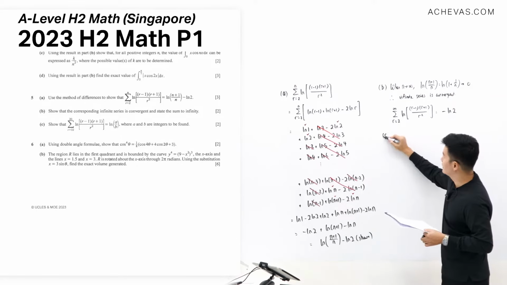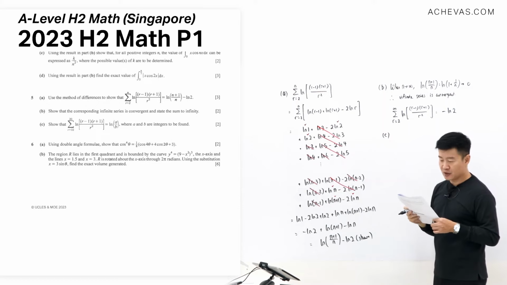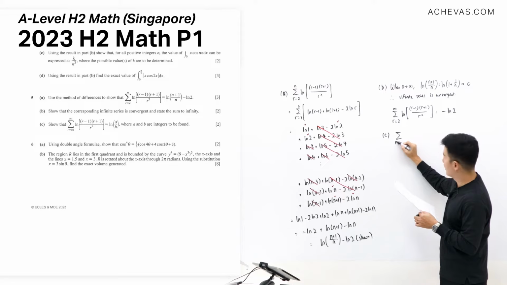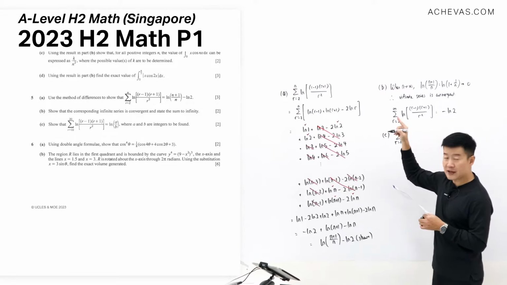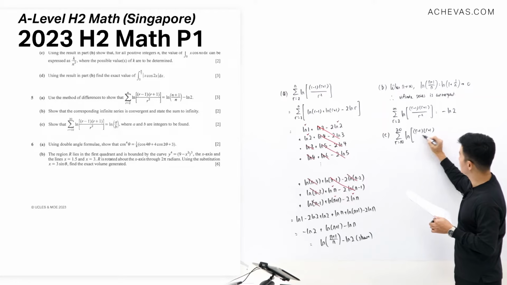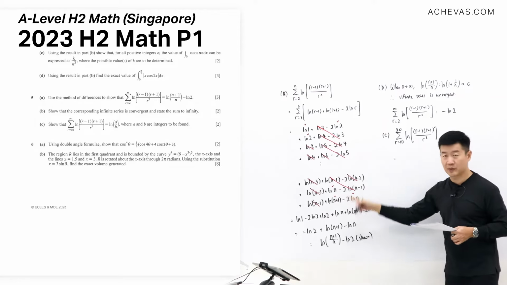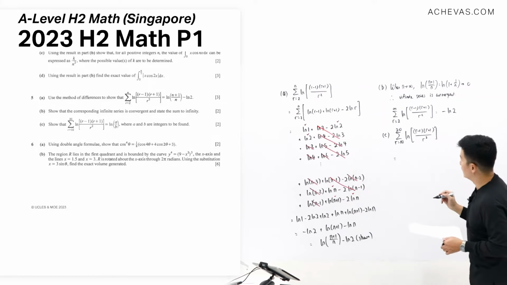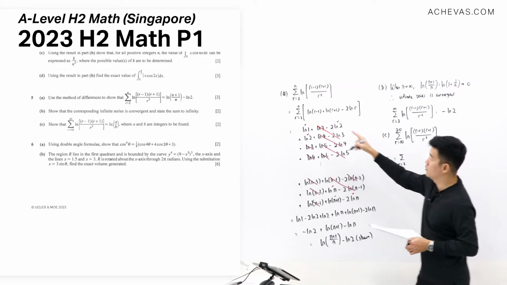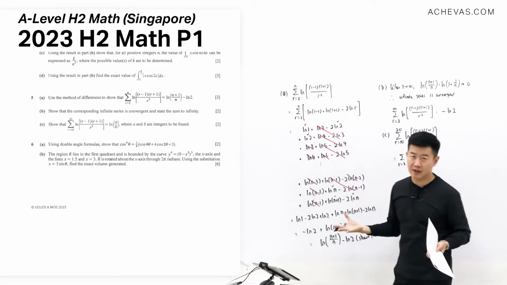Okay, next, part C, we are going to try to evaluate the sum from r is equal to 10 all the way until 20 of exactly the same expression that we have there, which is going to be ln of r minus 1, r plus 1 over r squared. So we are definitely going to be making use of the previous result that we have here. And in order for me to make use of the previous result, I'm going to start from 2, just like this. This n can be replaced by any constants.